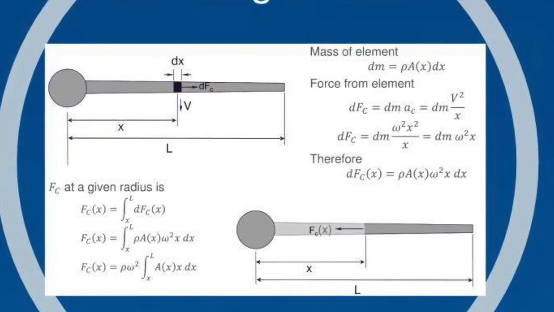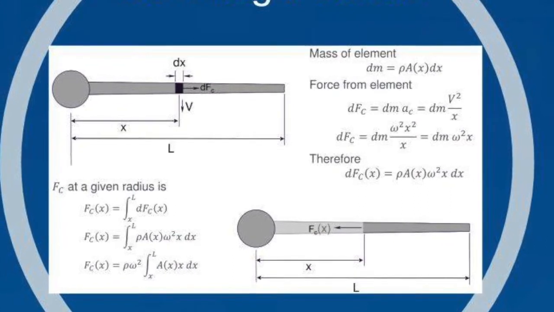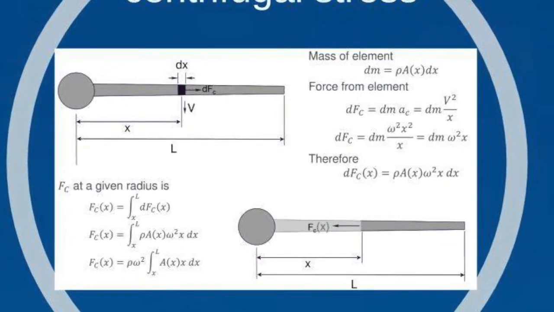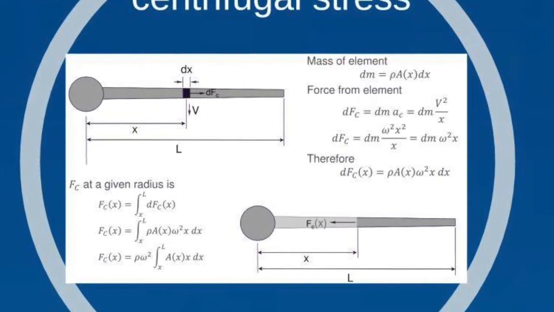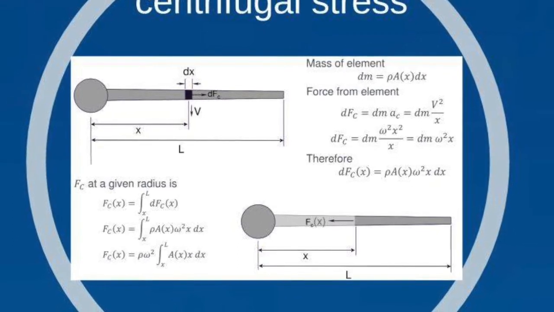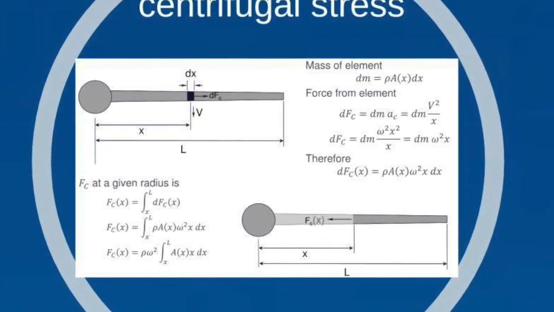We then calculated the centrifugal force experienced by each discrete element. Using Creo, we obtained the cross-sectional areas of the different elements, and therefore evaluated their centrifugal stress. The maximum centrifugal stress was found to be at the tip of the blade.